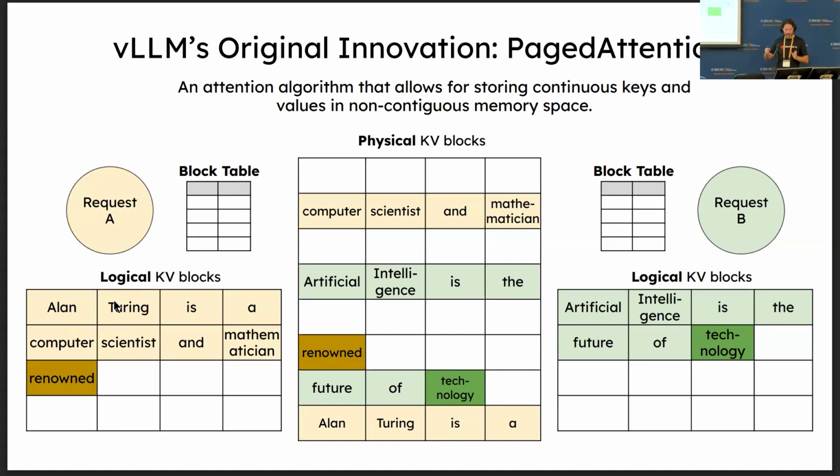So as the KV cache grows, we don't need to allocate contiguous memory. We just choose the next block, allocate the tokens in a particular block, and then maintain a mapping, this block table, which is like a page table in an operating system, between the logical KV blocks representing the sequence so far. You can see for the first request, "Alan Turing is a computer scientist and mathematician", those are logical, but the actual location in memory is dispersed in different places. You can see that from the physical representation.